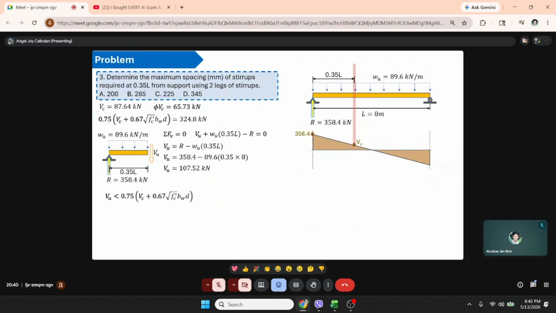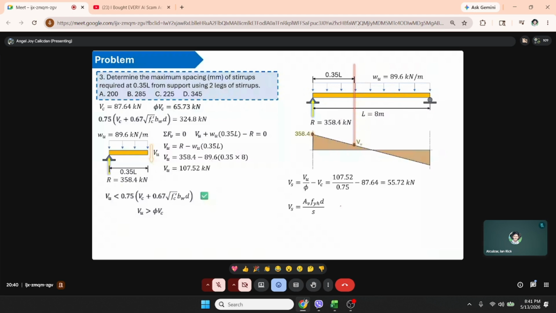And i-compare siya if okay ra ba atong dimension. And if need pa nato og shear reinforcement, we'll compare Vu sa phi Vc. Since greater siya, need na to shear reinforcement. So we'll use this formula. Vu is 107.52 over 0.75 minus Vc na 87.64. So we have Vs is 55.72 kilonewton.